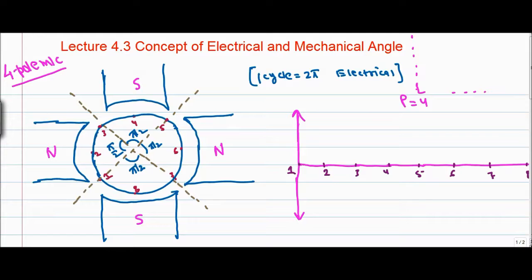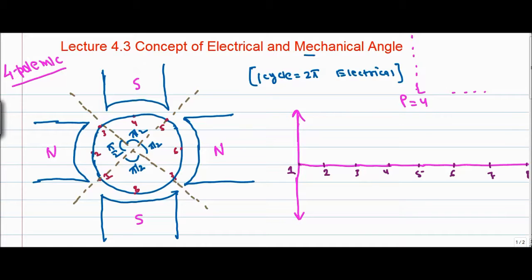Here we are going to discuss lecture number 4.3, called the concept of electrical and mechanical angle. In any machine there are two types of angles, the electrical angle and the mechanical angle. Firstly, we will discuss the mechanical angle.